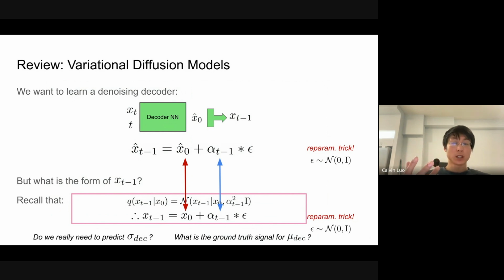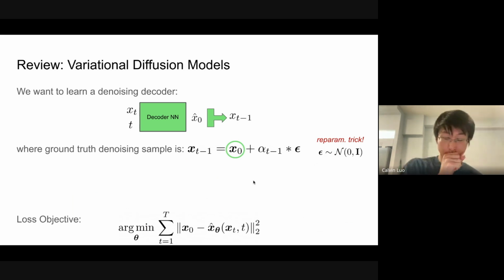So as a review, in a variational diffusion model, we want to learn a denoising decoder, right? It takes an xt and time step t and predicts the clean image x0, from which we can generate the next, slightly denoised sample xt minus 1. Recall that this is done using the reparameterization trick, right? Our predicted xt minus 1 is generated from our prediction of x0 and alpha t minus 1, which is known, times epsilon. So the ground truth denoised sample of xt minus 1 is x0 plus alpha t minus 1 times epsilon.